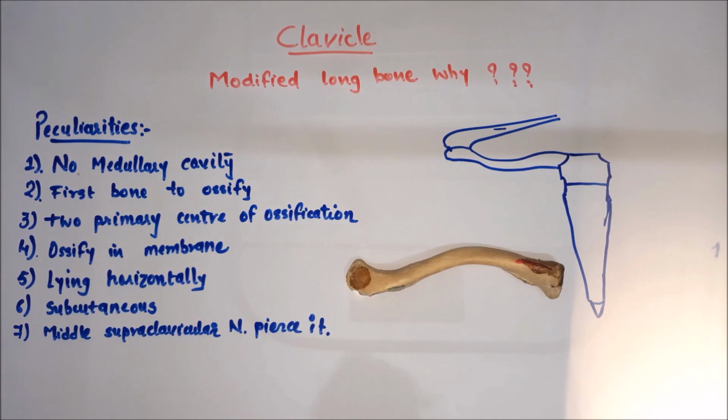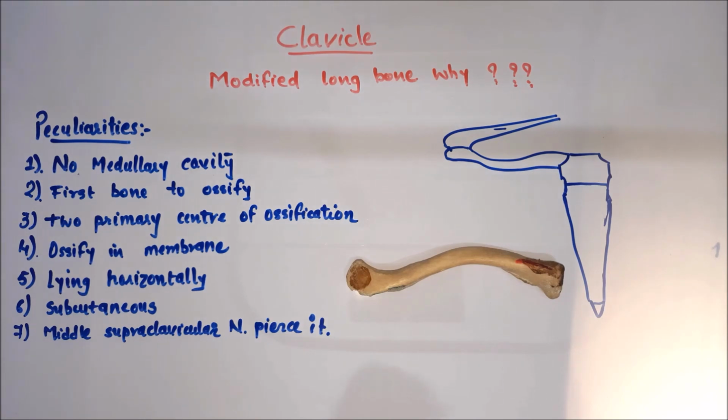Hello friends, let us see the upwelling bone, the clavicle. It is a bone which attaches with the manubrium in the midline exoskeleton and with the acromion process of the scapula on the lateral side. This bone is considered as a modified long bone. So the question arises, why is it a modified long bone?